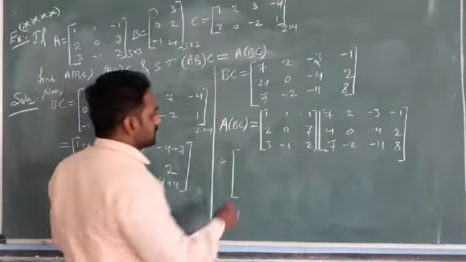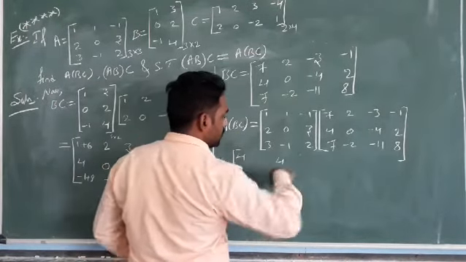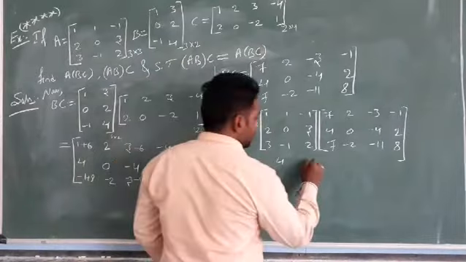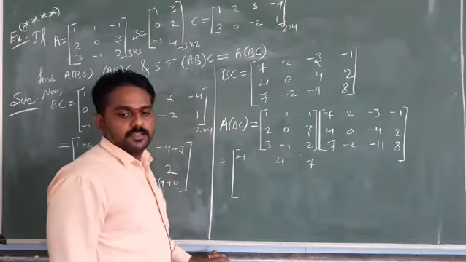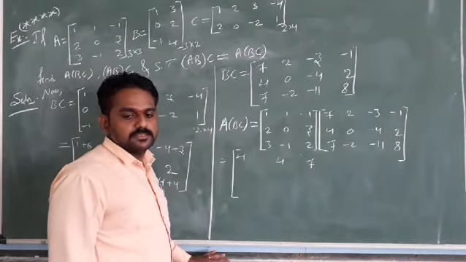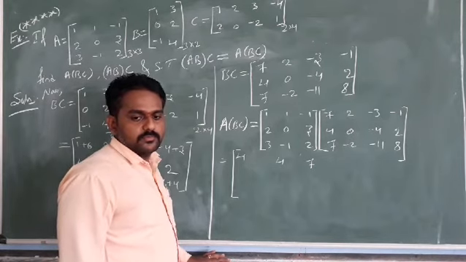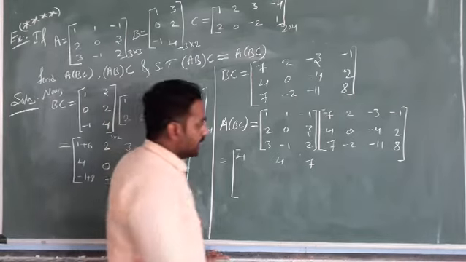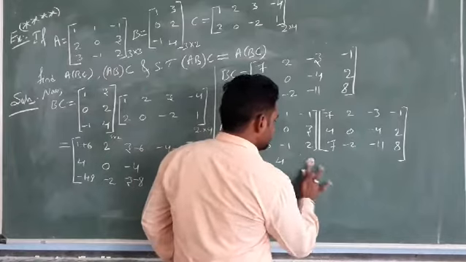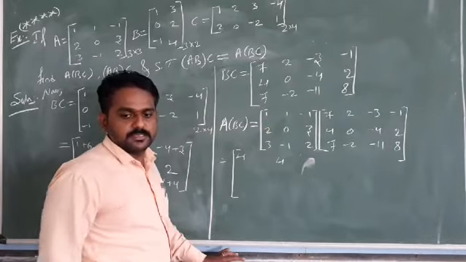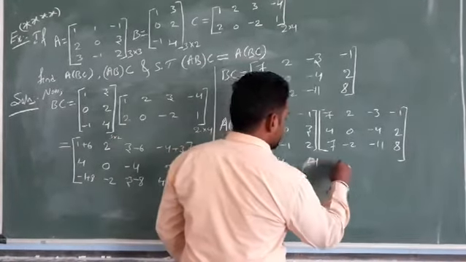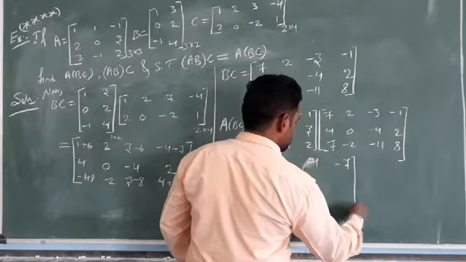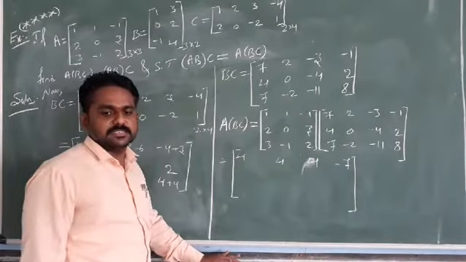What is the answer, students? This is 4, 4, 7, 7. What is the next, students? 4, 4, 7, minus 7. 4, 4. This is also 4. And this is minus 7. You just do the calculation. I will give the direct answer.